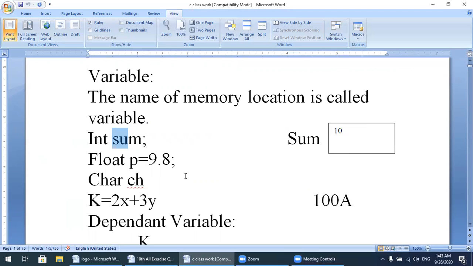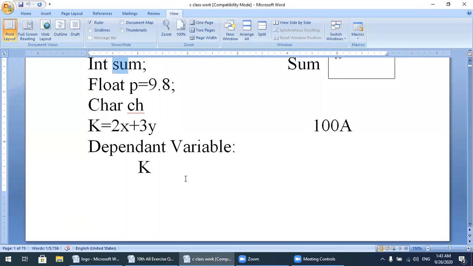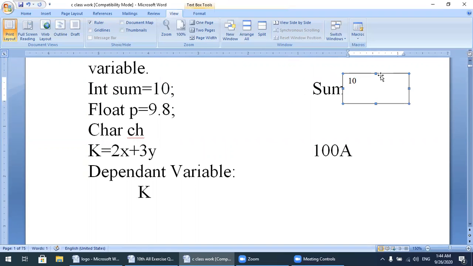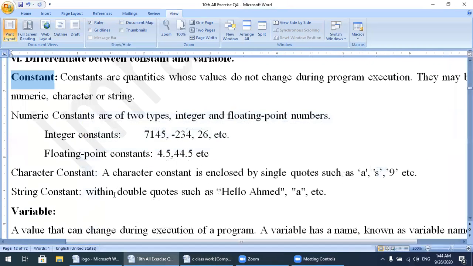Now we assign a value. Let's say sum has the value 10. I give the value 10. 10 is a constant, sum is a variable. So what does it mean? It means that the name of the memory location is called a variable, and the value at the memory location, 10, is known as a constant. So this is the simple definition of variable and constant.